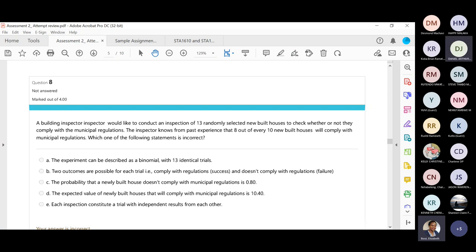So now let's concentrate on getting through the study questions. And later on, we can talk. Yes. So, question 8.